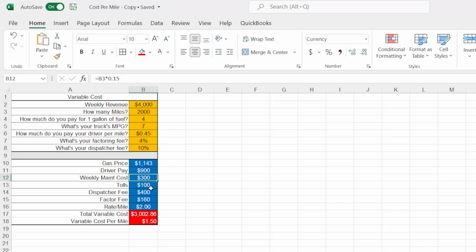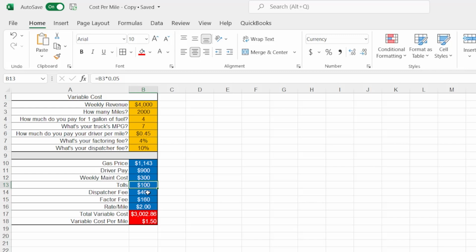Next, we have tolls. I'm not quite sure how accurate this is, but it's only $100, so I take 5% of miles driven. If you're driving in New York, New Jersey, obviously tolls much higher. If you're driving in North Dakota, tolls probably a lot lower. So we'll say on average 5% of miles, 2,000 times 5%, $100 per week on tolls.